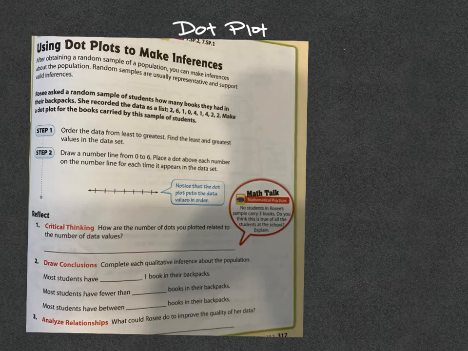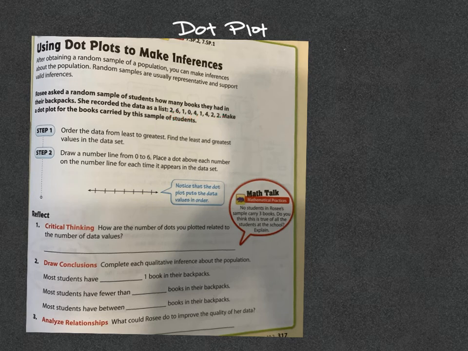We'll start by looking at dot plots. Dot plots are exactly what the name says. You use dots to organize the data. So once you've gathered your random sample of information, you can lay out the information in a way that makes sense. As an example, Rosie asked a random sample of students how many books they had in their backpacks. She recorded the data as a list: 2, 6, 1, 0, 4, 1, 4, 2, and 2.